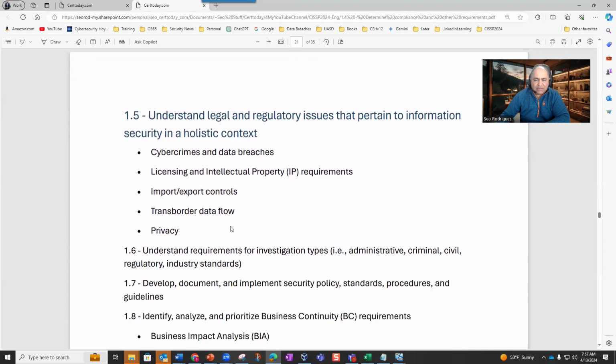In the next section, we will cover objective 1.5, understand legal and regulatory issues that pertain to information security in a holistic context. So that's coming next.